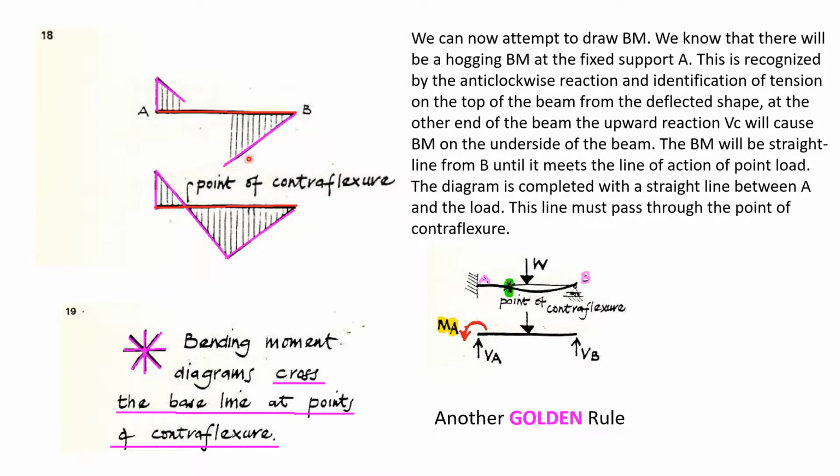The line will be straight until it meets the line of action of the point load. Then we can connect these two, and identify the point where the bending moment diagram crosses the baseline. That point is called the point of contraflexure. You can understand that the bending moment diagram crosses the line at the point of contraflexure. This is another golden rule to remember: the line connecting like this must pass through the point of contraflexure.